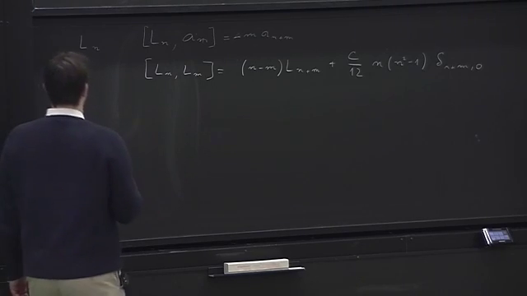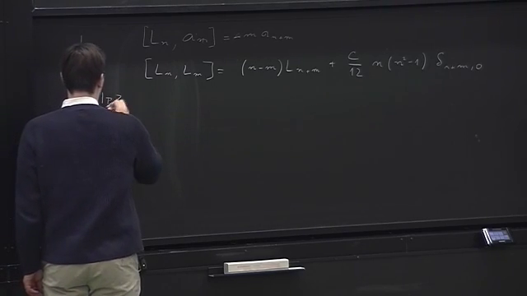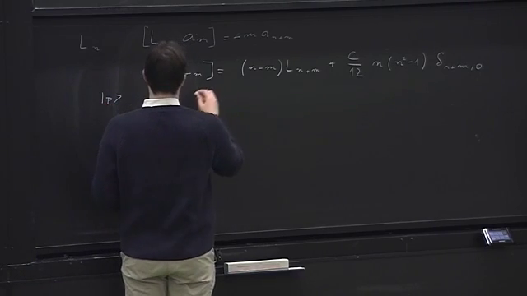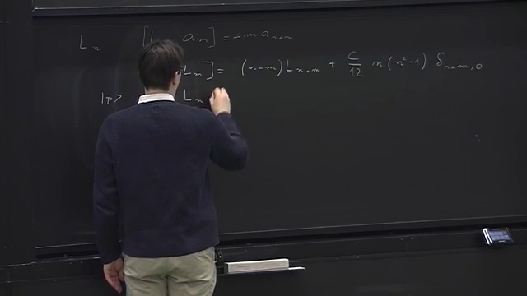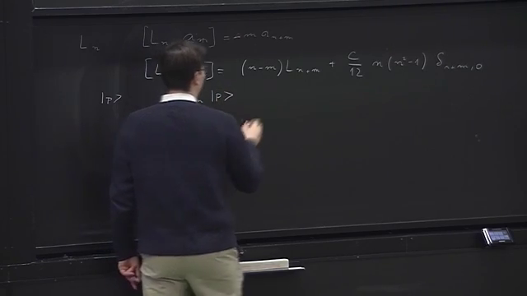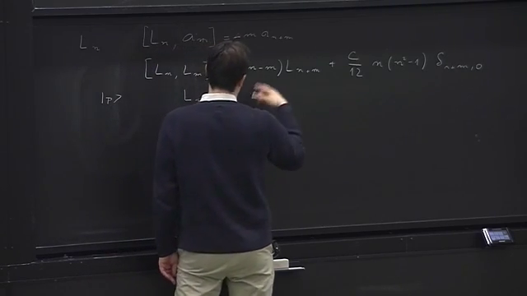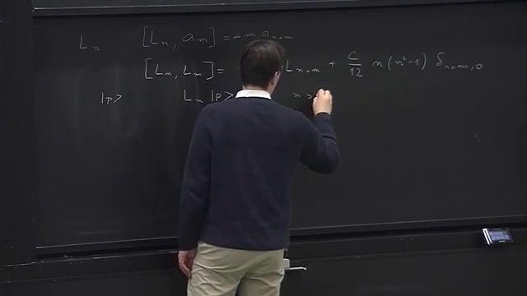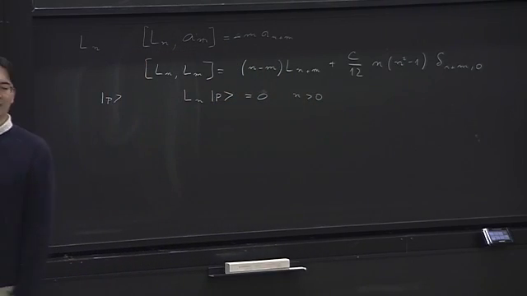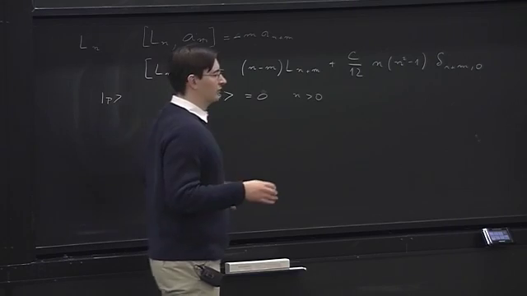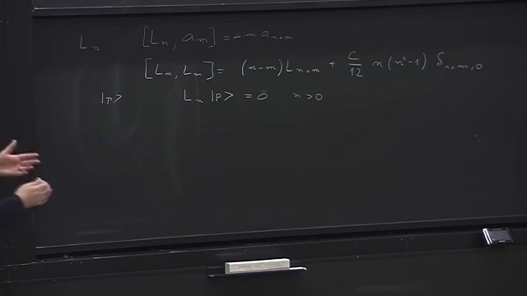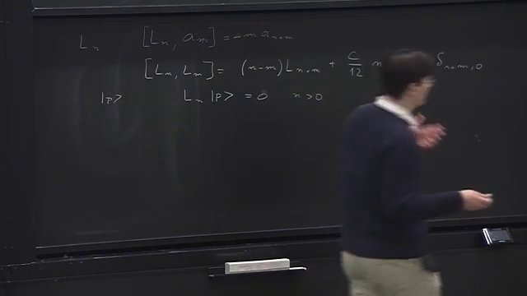Now if I start with my state P, this is killed by all the modes which lower the energy. This simply follows from the fact that this is built out of A's with positive index. It's normal ordered, so there's always an A with positive index which kills P.